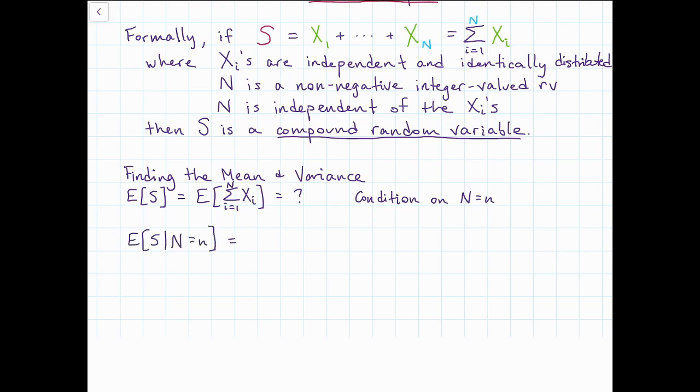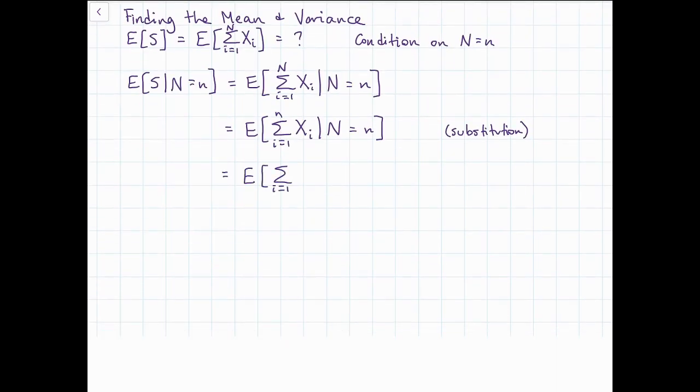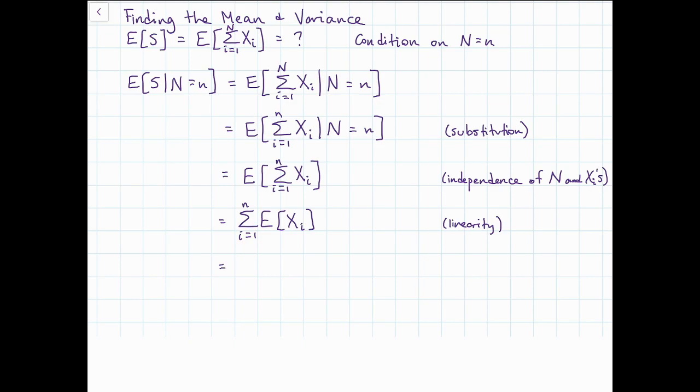So E of S given N equals little n, we can write that as E of the sum, as follows, and now we can use those properties. We can replace the big N on the left with little n using substitution. Then we can notice that the left-hand side and the right-hand side are completely independent because N is independent of the Xi's. Well, by linearity of expectation, we can take that as the sum of E of the Xi's, and that's just n times E of X because those Xi's are all identically distributed.